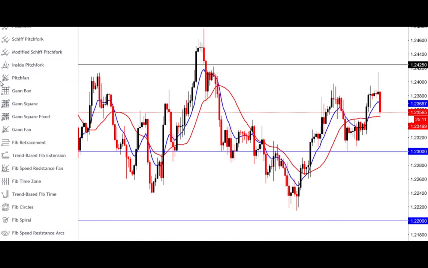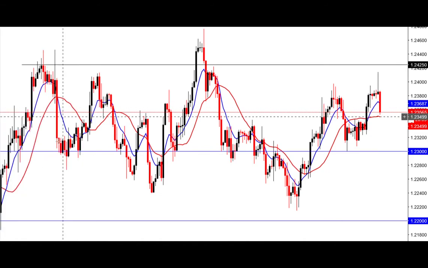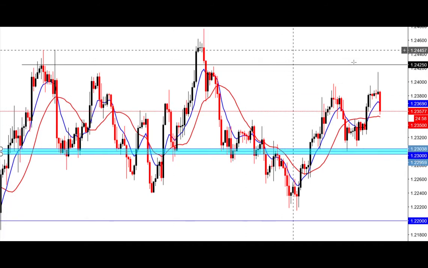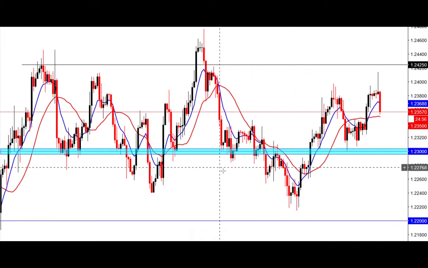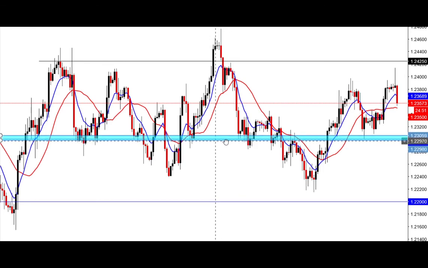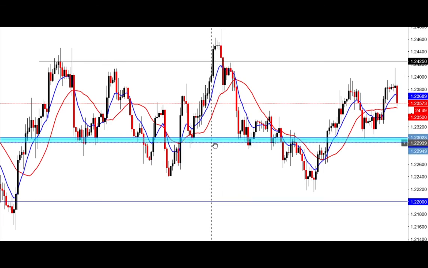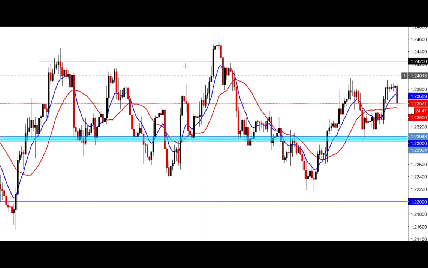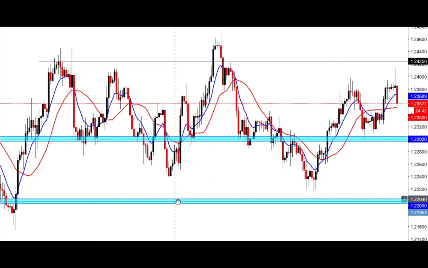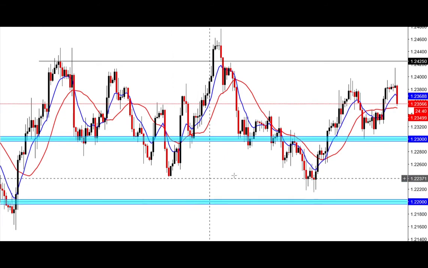Let me highlight them for someone who can't see properly. So I'll highlight that, that is my 1.23 level, which is my first downside target. Then we have 1.22. So I'll clone it and place it there.